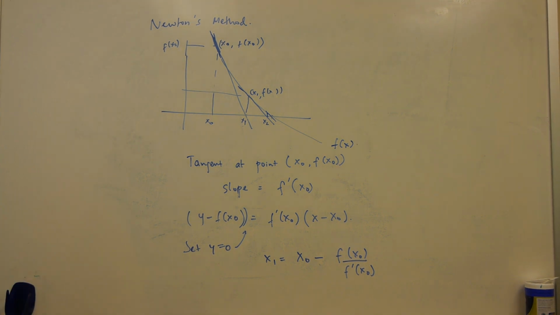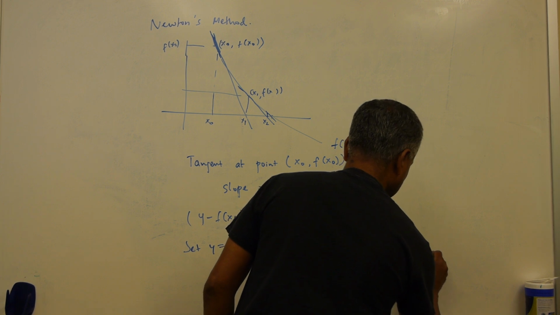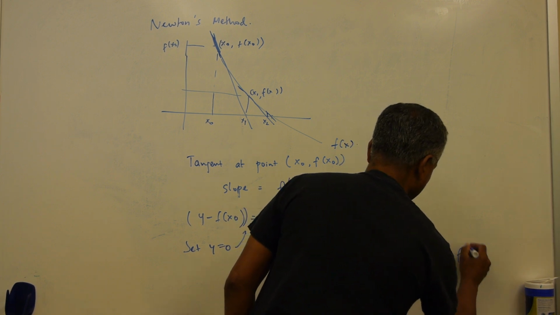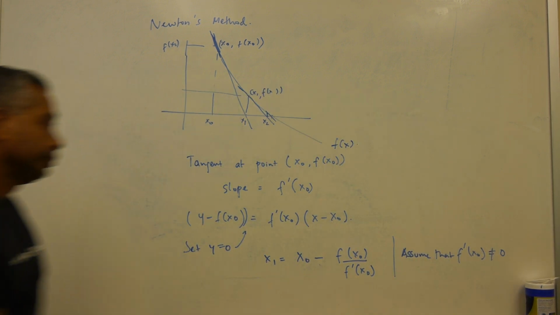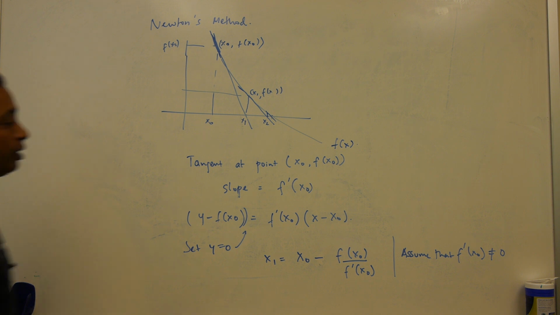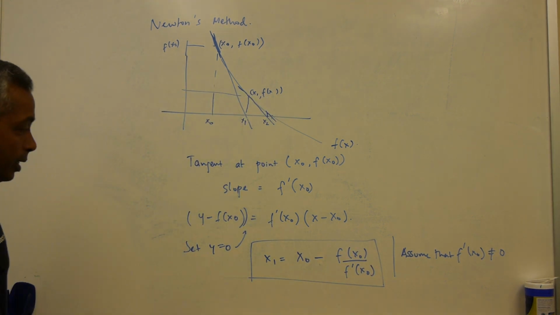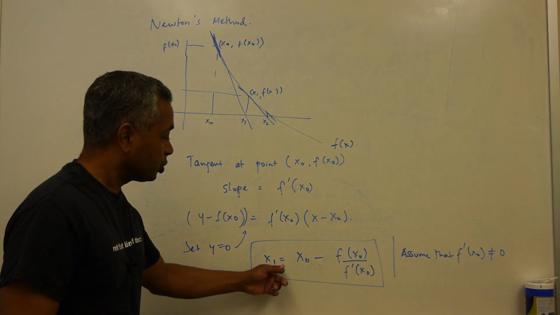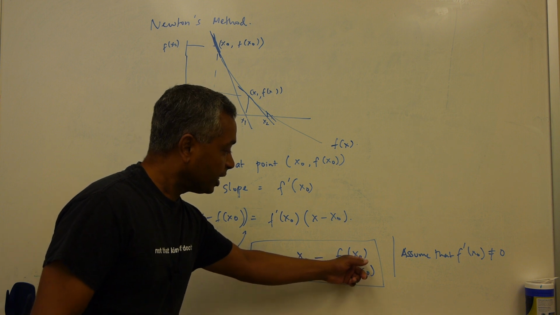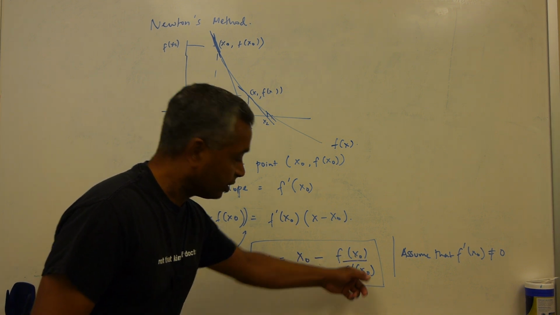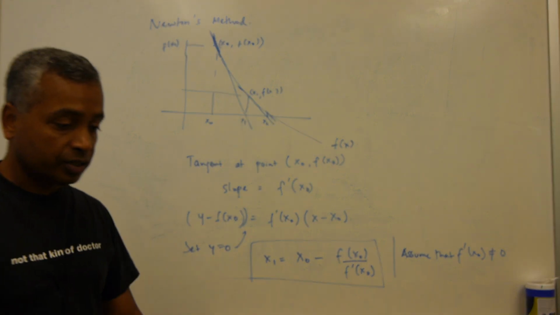Of course here you have to assume that f prime of x0 is not equal to 0. And right here, this is the Newton iterate. In other words, x at iterate k plus 1 equals x at iterate k minus f computed at x at iterate k divided by the derivative at iterate k. So this is very simple. This is very clean.